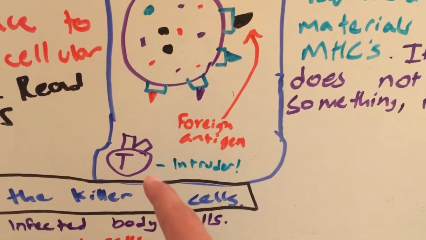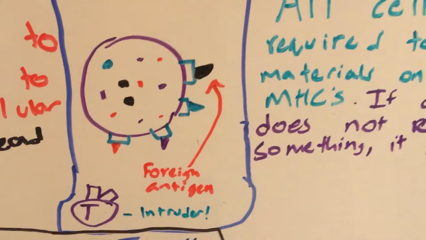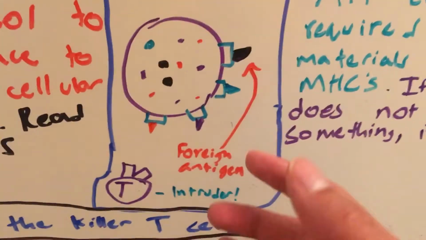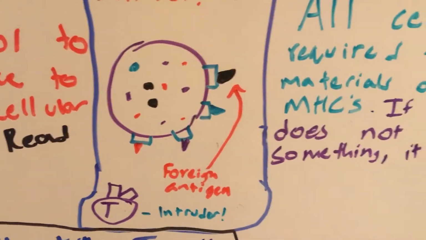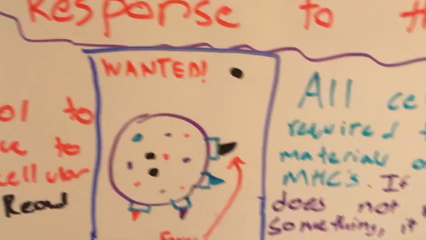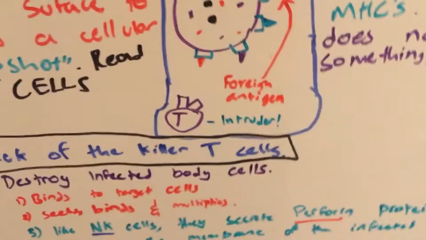And the T cell doesn't recognize the black antigen, and it's a foreign antigen. So the T cell sees it's an intruder, and it signals to the rest of the immune system that there's a foreign antigen, and they attack it, and then it dies, and then it's no more.